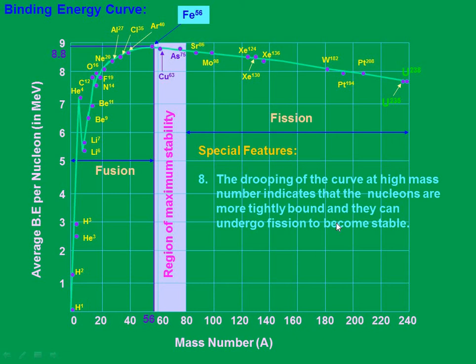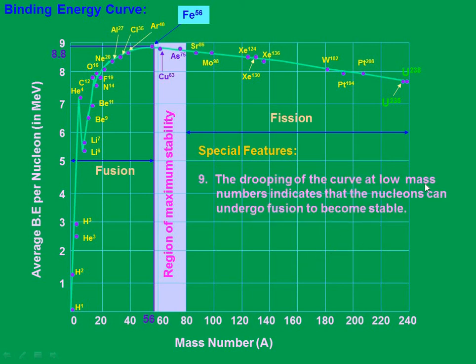nucleons are more tightly bound and they can undergo fission to become stable. So this drooping of the curve, which means the value is getting reduced, right? Even though the mass number is high, the value is still getting reduced, which refers to the nucleons being more tightly bound, and they can undergo fission to become stable. That's it, right? The drooping of the curve at low mass number indicates that the nucleons can undergo fusion to become stable, while at the same time here also there is a drooping.